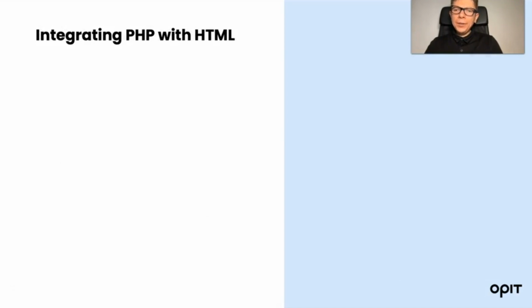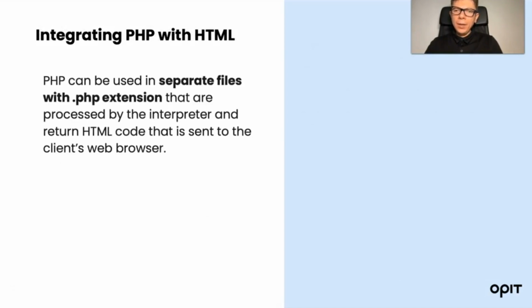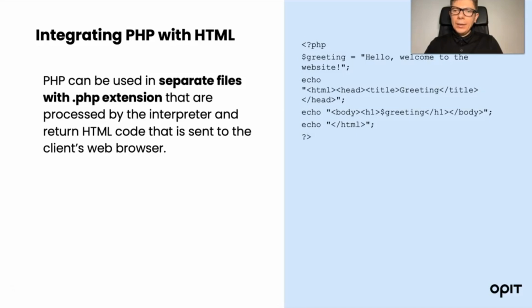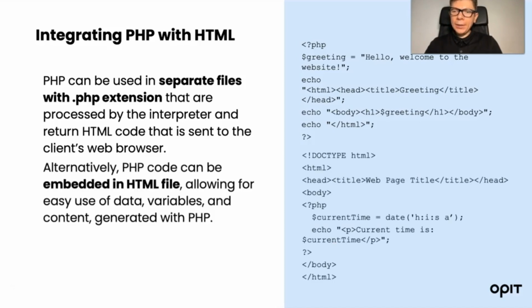So how do we integrate PHP with HTML? It can be used in separate files with .php extension that are processed and interpreted and then return HTML code that is sent to the client's web browser. And you see an example of a PHP file on the right-hand side. So pay attention to the way in which a block of PHP code begins. And it is the same as in the case when we embed PHP code in an HTML file.